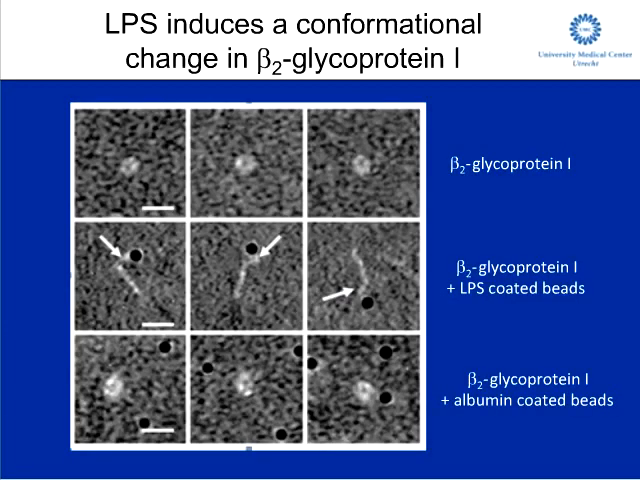So we were lucky that we were close to Amsterdam, where they have all kinds of studies on sepsis. But first we also studied the effect of LPS on beta-2-glycoprotein 1. You see here beta-2-glycoprotein 1 as a circle. If you incubate beta-2-glycoprotein 1 with LPS-coated beads, you see that after interaction with LPS, it opens up. If you incubate it with beads coated with albumin, nothing happens. So apparently, if beta-2-glycoprotein 1 sees LPS, it induces a conformational change.